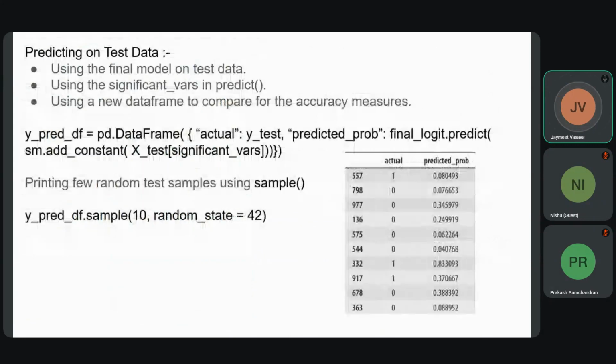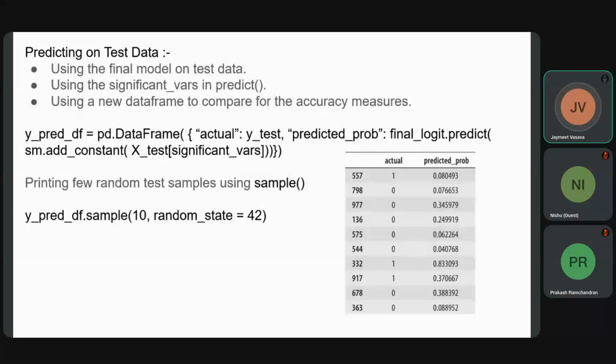So now, predicting on the test data, we have been using the training data. Now we'll be using the test data and using the final model on the test data. We'll also be using the significant variables that we created using the Wald test with predict, and using a new data frame to compare for the accuracy measures.